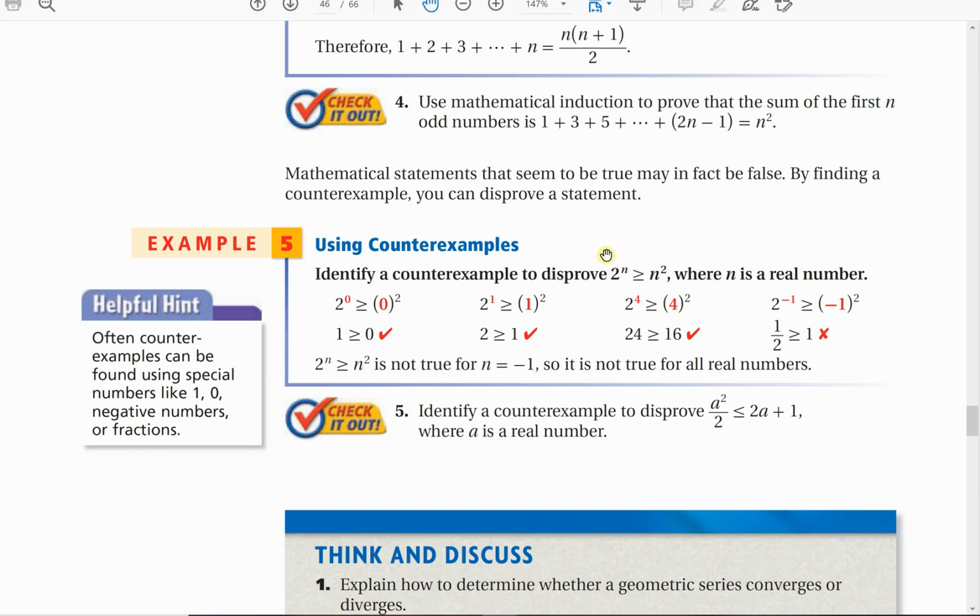Plug in 0. It works. Plug in 1. Yep, it works. Plug in 4. Okay, it works. So it seems that it's working. But if I try a negative number, oh, no, it doesn't work. So because it's not true for negative 1, it can't be true all the time. So it can't be a mathematical statement of fact, because if you can prove that it's wrong at least once, then that's all you've got to do. All right, that's it.